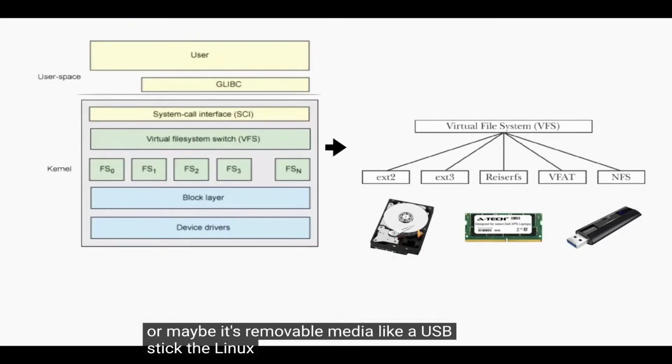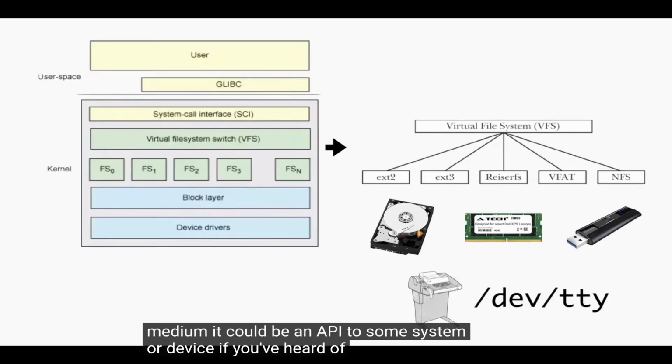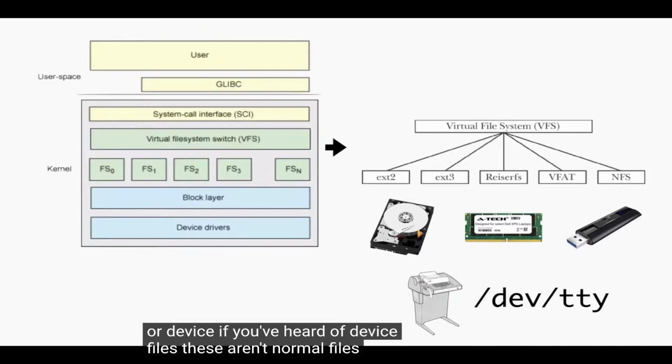The Linux VFS is like a router or switch delegating operations to the underlying file system mounted at a specific path. However, the underlying file system doesn't have to be a storage medium. It could be an API to some system or device. If you've heard of device files, these aren't normal files. They're files representing a way to read or write bytes to a real or virtual device.